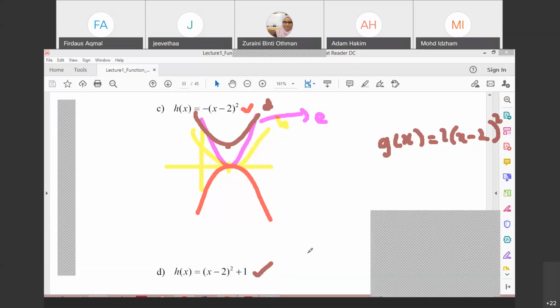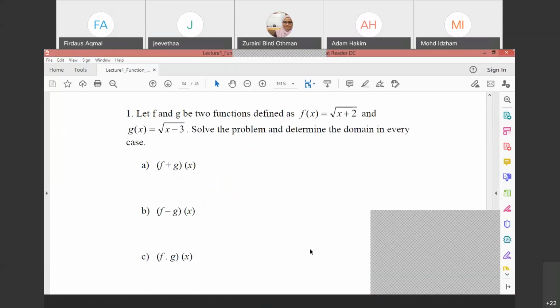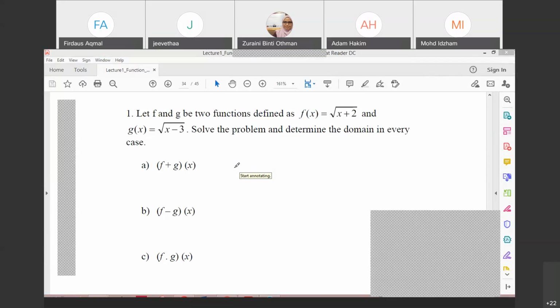Okay, any question? If there is no question, let's move to the next question. Okay, here. What is the answer to this? What is the answer? Who got it? F plus G. If it is plus, it means root of x plus 2. Right? Plus F, root of x minus 3. Right?